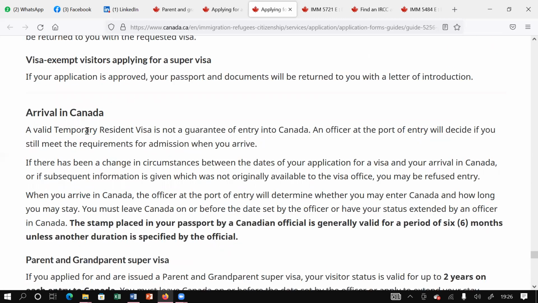Arrival in Canada. A valid temporary resident visa is not a guarantee of entry to Canada. An officer at the port of entry will decide if you still meet the requirements for admission when you arrive.